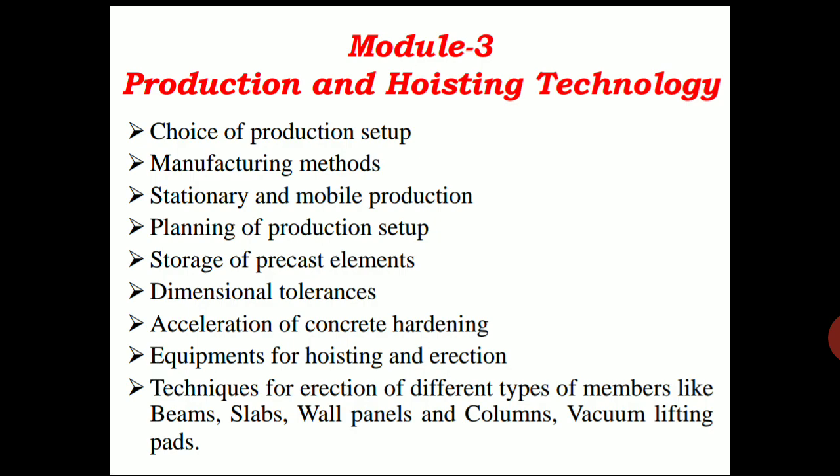And then different types of members: hoisting equipment and erection techniques for different types of members, such as beams, slabs, wall panels and columns, and vacuum lifting pads. For each and every structural element, the erection and hoisting techniques will vary, since each has a different length, breadth and dimensions. So the hoisting and erecting techniques will vary, and we need to reduce the stresses which develop in the structural members.